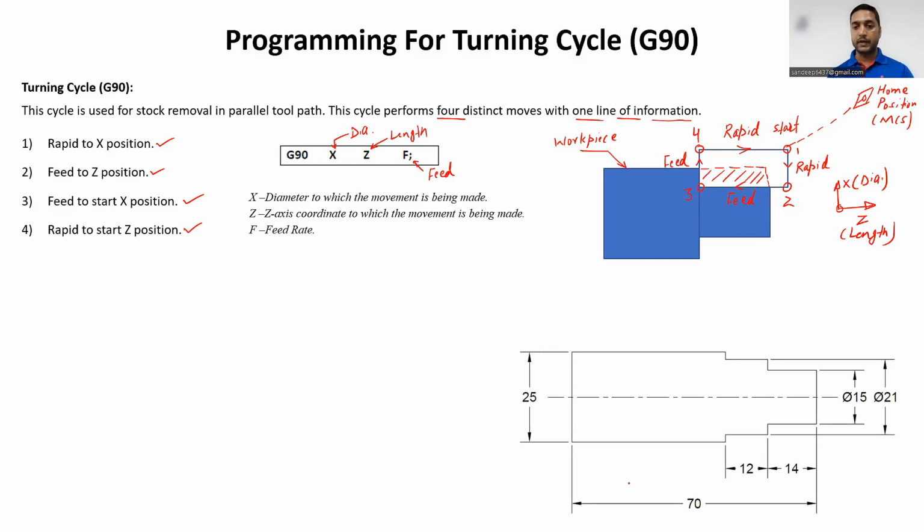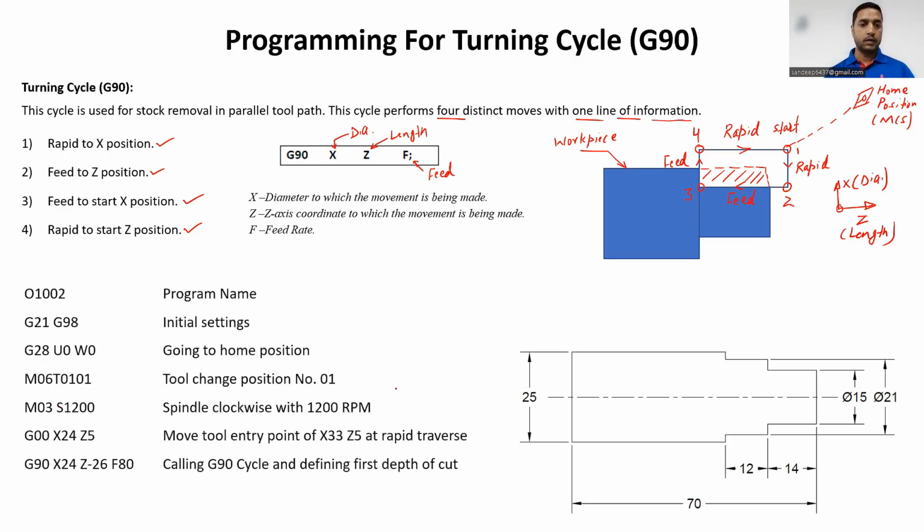This is the part drawing for which we will write today's program. The outside diameter of the cylindrical workpiece is 25 mm, and now we will reduce this 25 mm diameter to 21 and 15 mm diameter, and the respective lengths are given here: 14 mm and 12 mm. The total length of the workpiece is, let us say, 70 mm. So this is the starting of our program from here to here.